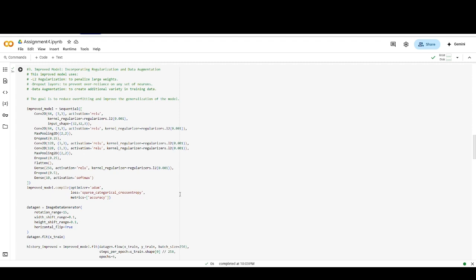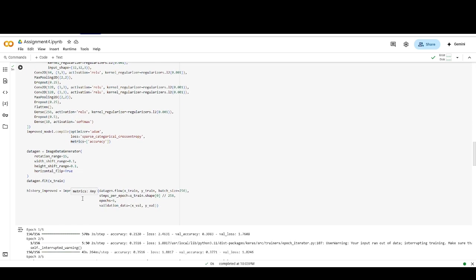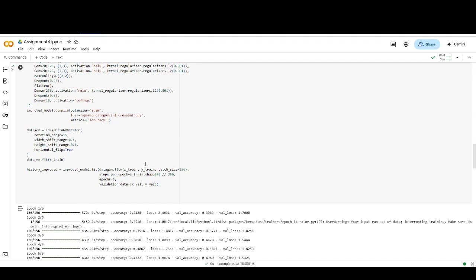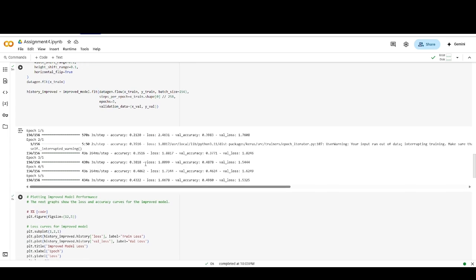I also used dropout layers which randomly turn off some neurons during training. So this will force the model to learn more features. So instead of using the original images, I used the image data generator to create slightly modified versions of these images. So this means the model sees many different variations of the same image, which helps it to generalize better.